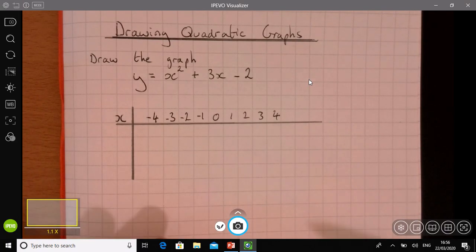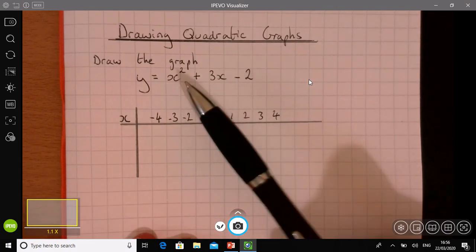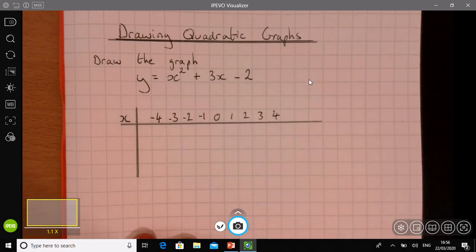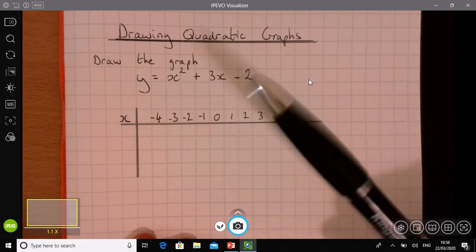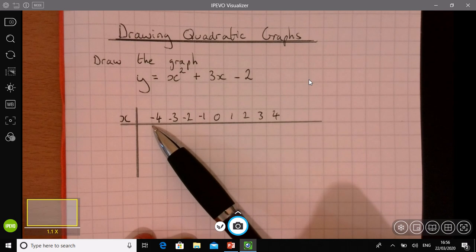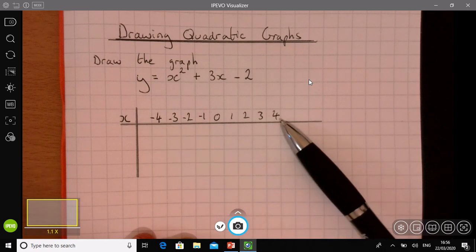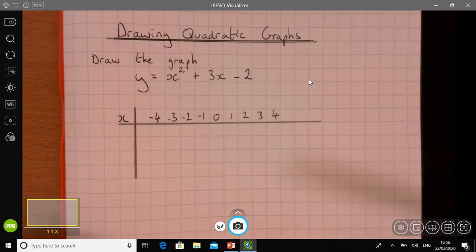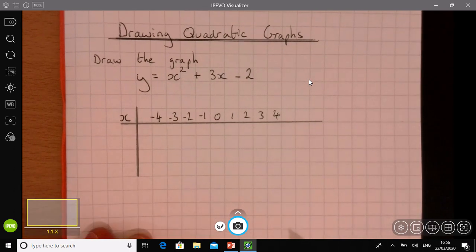Okay, so we're looking at drawing quadratic graphs. So here's the quadratic that we're going to try and represent on a graph. Now, I've just chosen to draw it from different x values, so -4 to 4. We could obviously extend these numbers, but then how far do we go? Let's just go from -4 to 4.